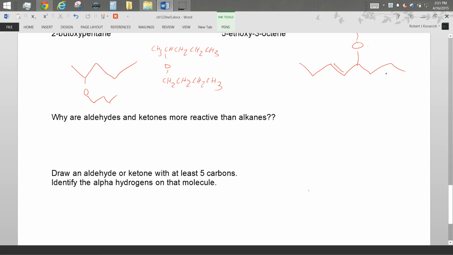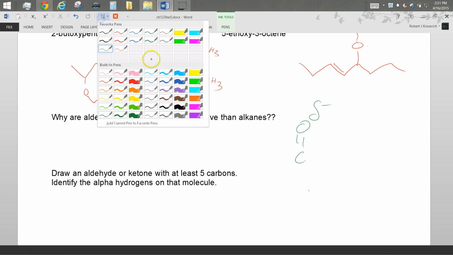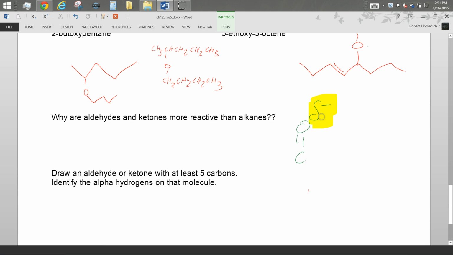Why are aldehydes and ketones more reactive than the alkenes? That's why right there. Because that oxygen is there, that oxygen becomes negative, and that gives that thing the ability to have other stuff latch onto it.